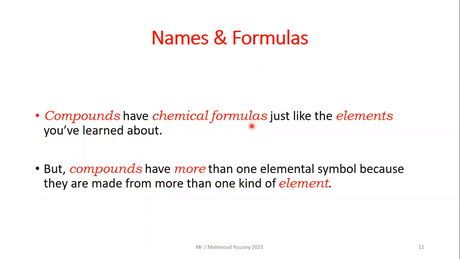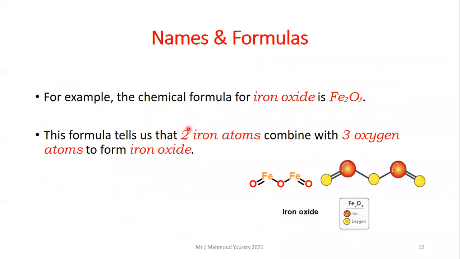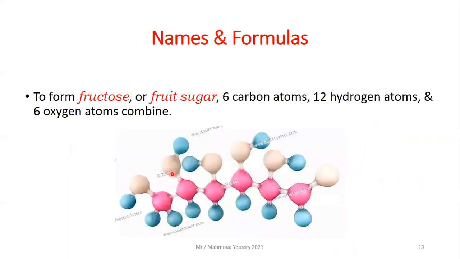Compounds have chemical formulas, just like the elements you have learned about. Yes, for sure, but compounds have more than one elemental symbol because they are made from more than one kind of element. For example, the chemical formula of iron oxide is Fe2O3. This formula tells us that two iron atoms combine with three oxygen atoms to form the molecule or the compound of iron oxide.